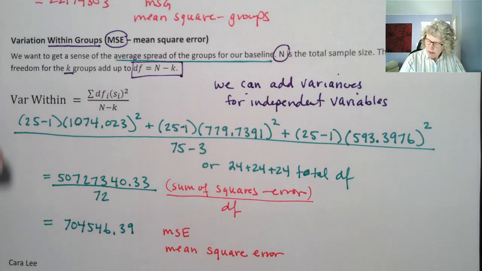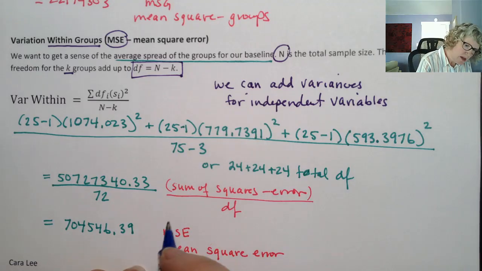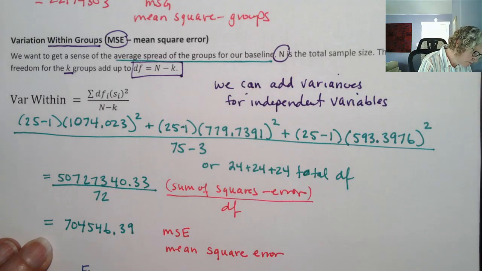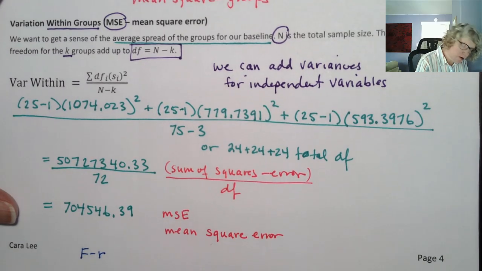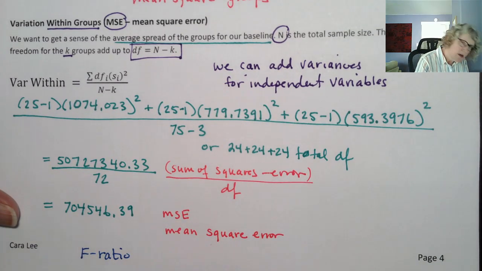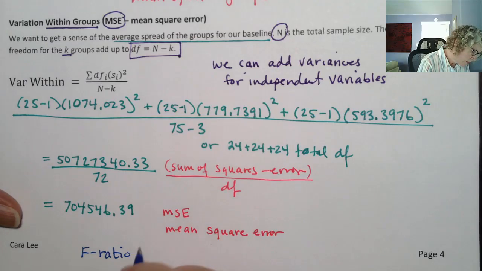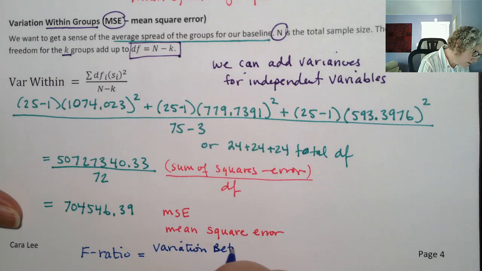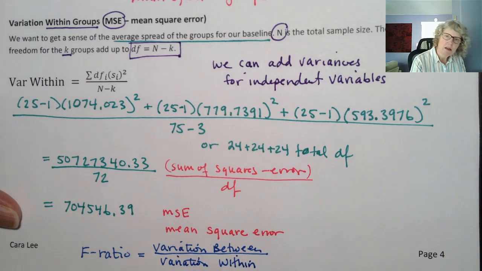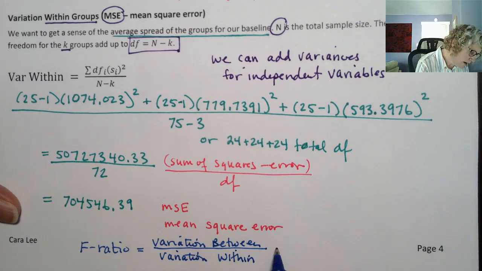Okay, one last thing. I want to go back and actually write down that F ratio. Okay, so the F ratio, I'm going to write it again from the top, is the variation between over the variation within. Okay, so I'm going to write my two answers and divide them.